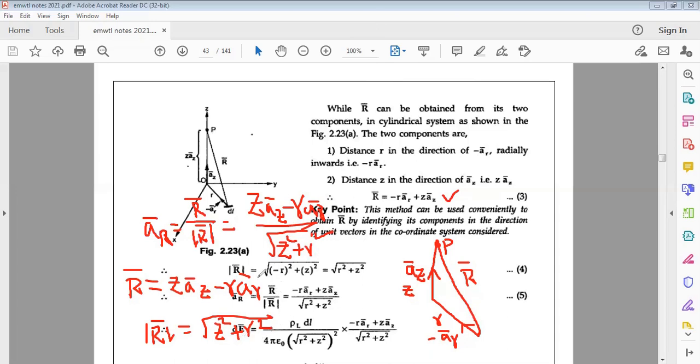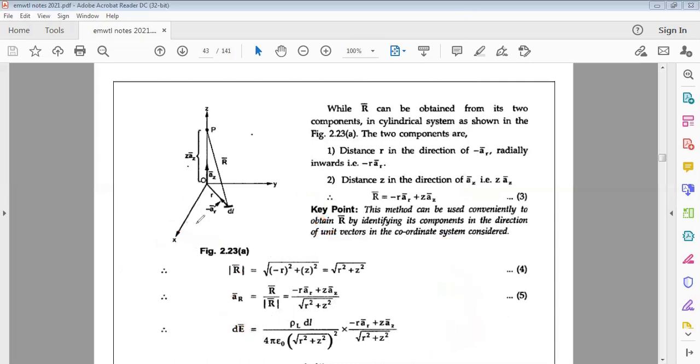Then all these values you can substitute in the dE bar. You know dE bar is equal to dQ, and dQ is nothing but rho L into dL. So rho L dL by 4 pi epsilon naught, and here R square is there, into aR bar. This is a formula actually.